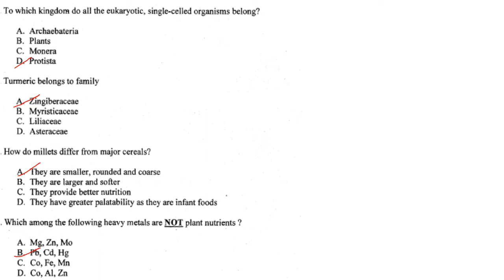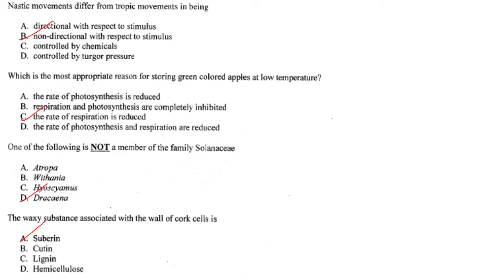Answer is option A. Which among the following heavy metals are not plant nutrients? So out of this, lead, cadmium and mercury are not plant nutrients, that is Pb, Cd and Hg. Then next one. Nastic movements differ from trophic movements in being? So nastic movements are non-directional with respect to the stimulus. So option B is the answer.